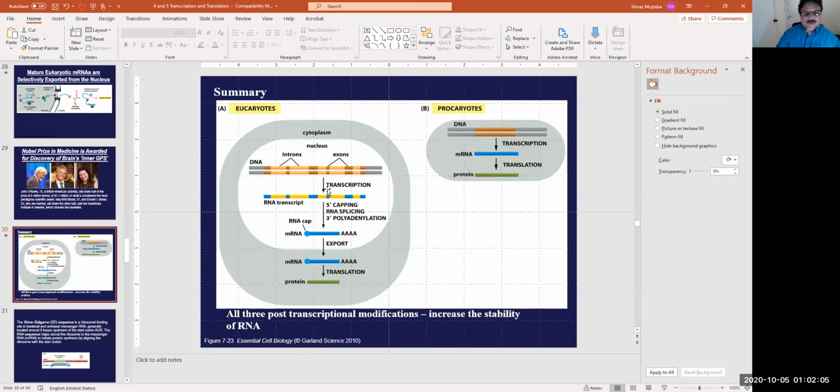So again, coming back to the same story, this is most important. So transcription, then addition of capping and tailing, and then splicing, and then export.